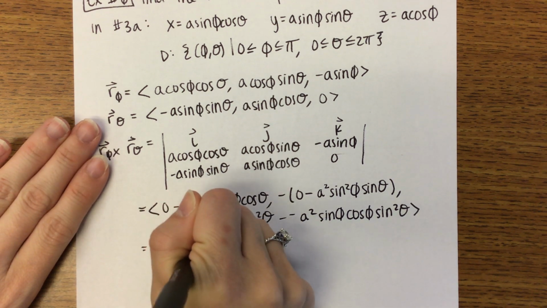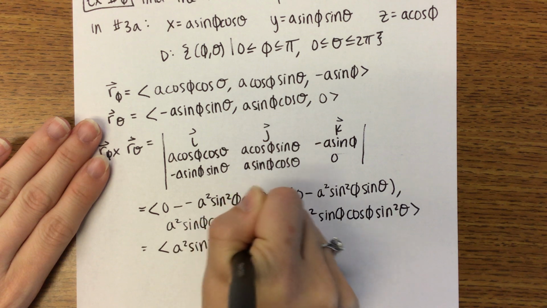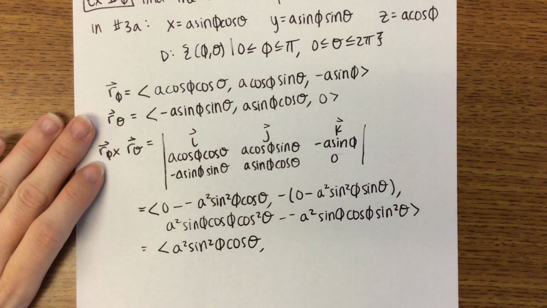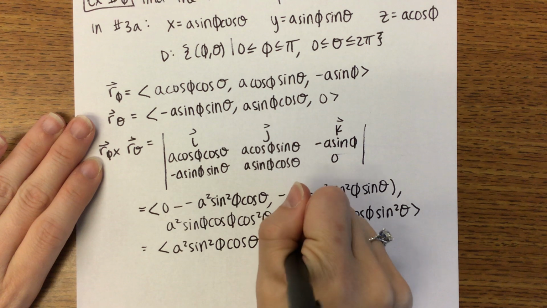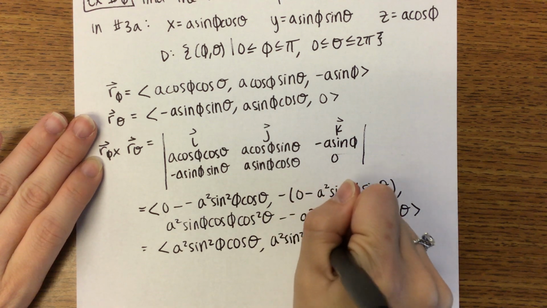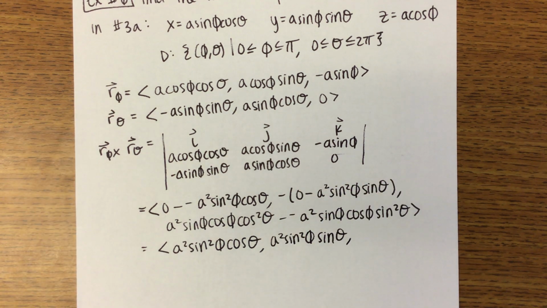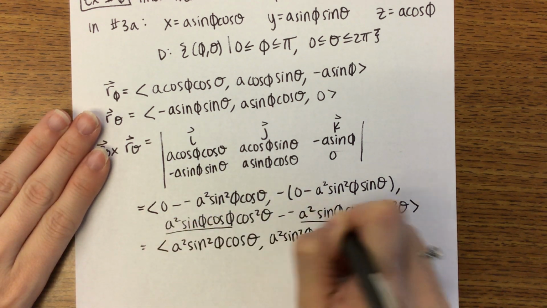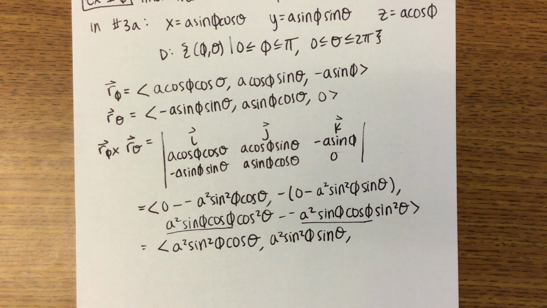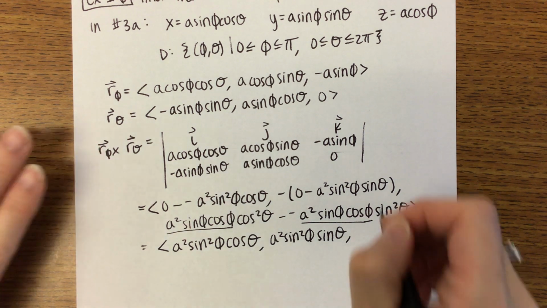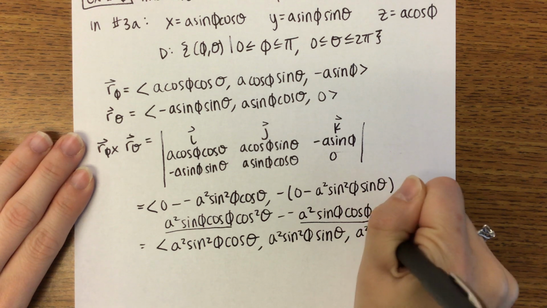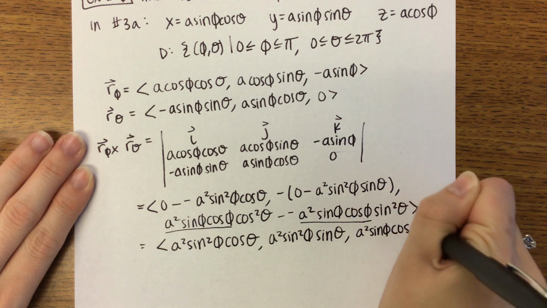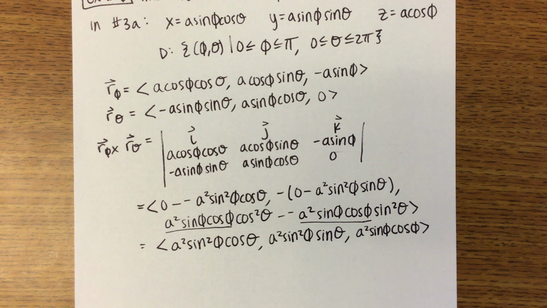Okay, we get a squared sine squared of phi cosine of theta. And then we also get a squared sine squared of phi sine of theta. Here, hopefully you can tell those two will be factored out, and you'll be left with cosine squared plus sine squared, in which case you get a squared sine of phi cosine of phi. Now we have to take the magnitude of this vector.